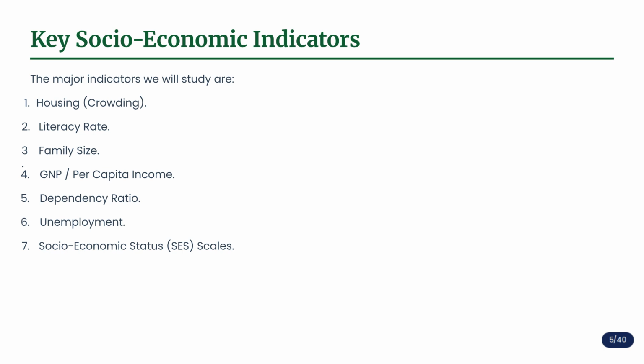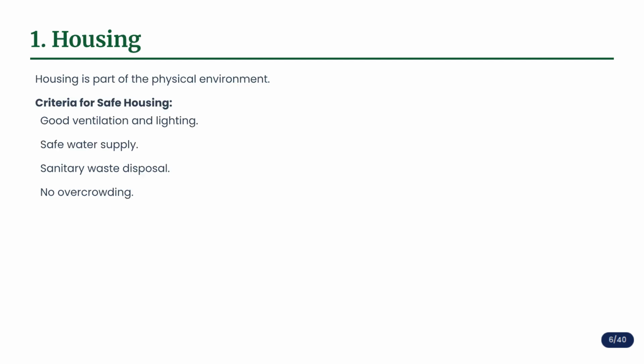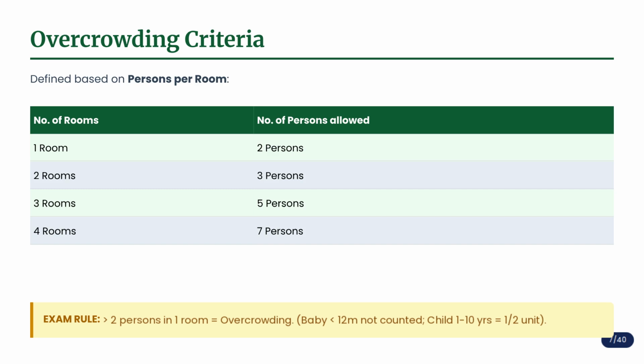and malnutrition. The key socioeconomic indicators we will examine include housing, literacy rate, family size, GNP or per capita income, dependency ratio, unemployment, and socioeconomic status scales. Housing is a part of the physical environment. Criteria for safe housing include good ventilation and lighting, a safe water supply, sanitary waste disposal, and avoiding overcrowding. Overcrowding is defined based on persons per room. Understanding these criteria is important for health assessments.